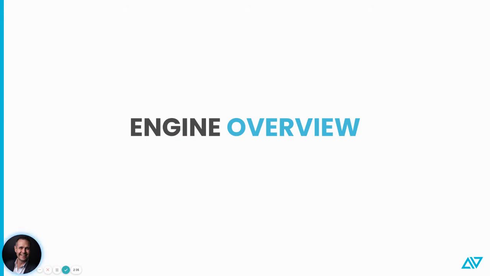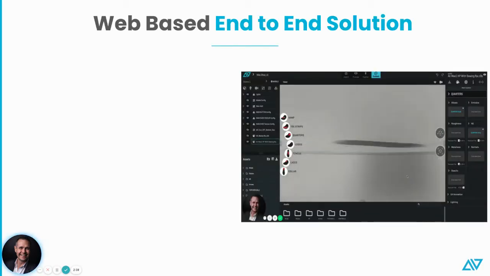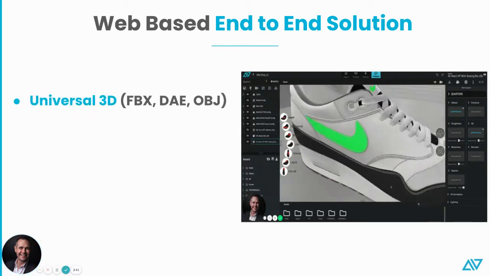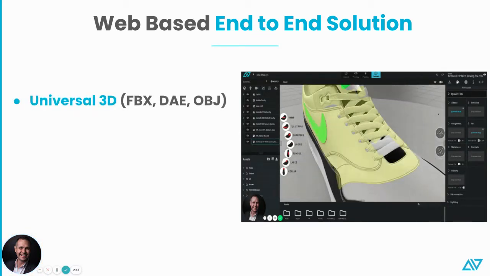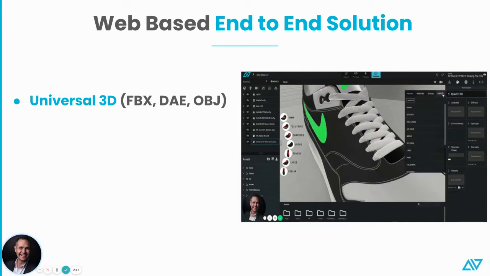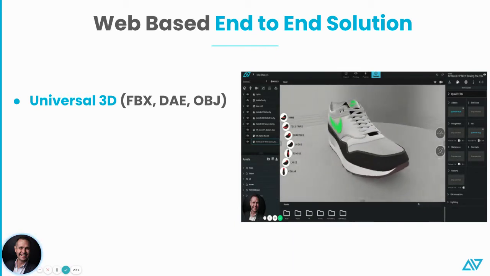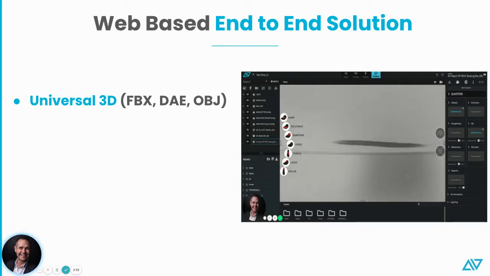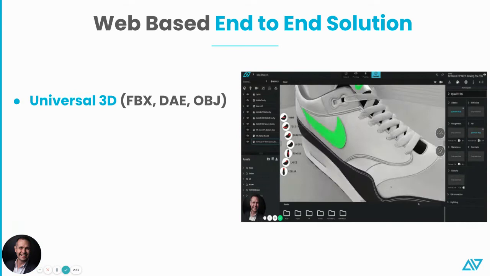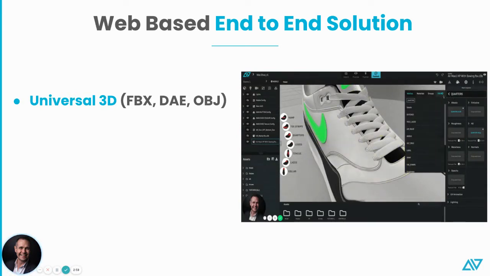So let me tell you a little bit about the engine. We talked about how it is a web-based end-to-end solution. We really ingest all types of formats in 2D and 3D, but we have universal 3D acceptance. Currently, it accepts FBX, DAE, OBJ files. In the near future, we'll have support for GLTF and USDZ, and this will cover about 95% of the most common file formats out there.